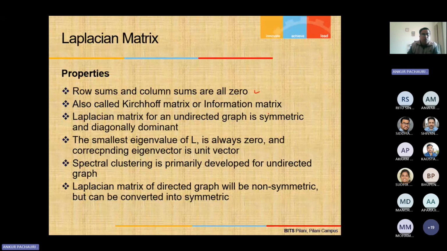It is also called the Kirchhoff matrix or information matrix. The Laplace matrix of an undirected graph is symmetric and diagonally dominant. The smallest eigenvalue of L will always be 0. So what does it mean? If the smallest is 0, that means all the rest of those eigenvalues are positive. There will not be any negative eigenvalue, and the corresponding eigenvector will be a unit vector.